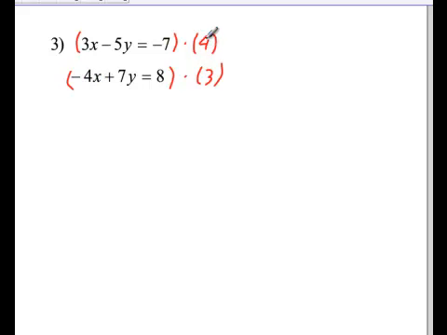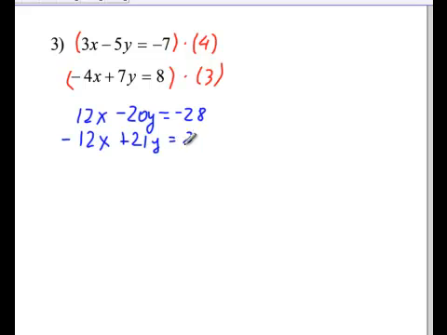So let's multiply this equation by 4, and we will receive 12x minus 20y, so I'm distributing 4 to each of those terms, equals negative 28. Second equation, we're going to multiply by 3. Negative 12x plus 21y equals 24. Now we can add them up because 12x and negative 12x are going to cancel out.